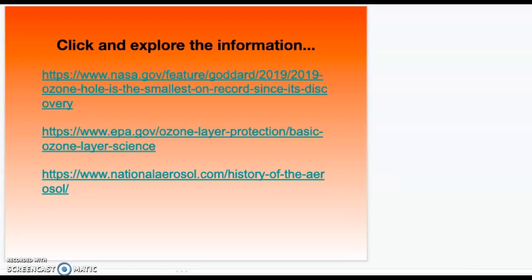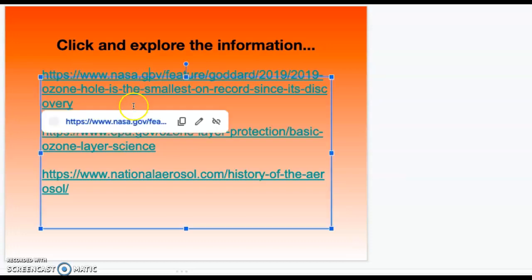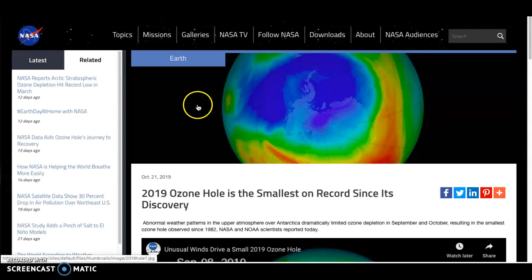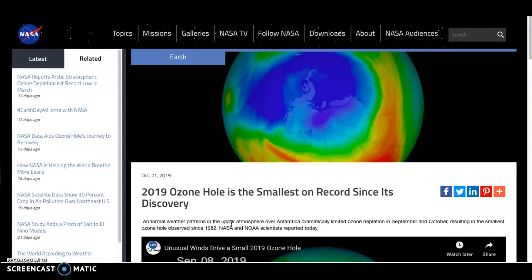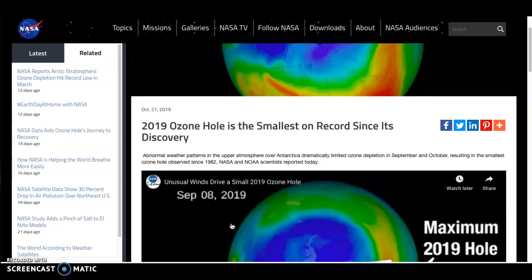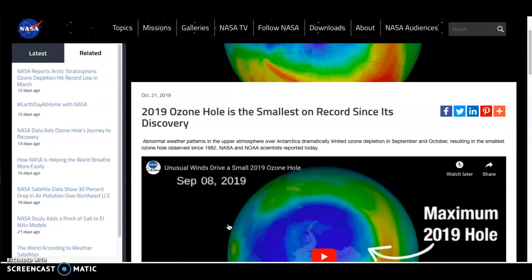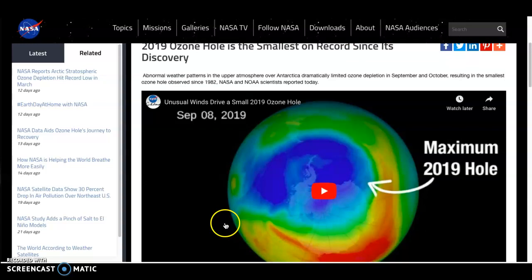Okay, so moving on, I just wanted to also give you a couple of resources here. This link, let's see if it'll take me to the link. All right, so this link works. This is an article from 2019 that talks about the size of the ozone hole, actually in square miles, and how it's the smallest since we discovered that it was actually a problem. And we've been tracking and watching it for a really long time.